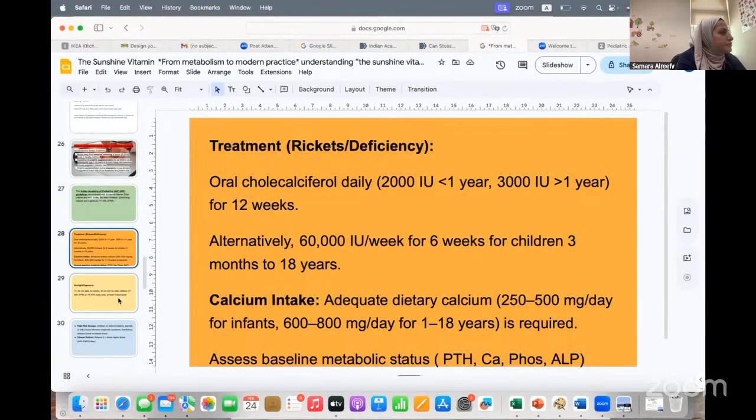So if we're not treating for rickets, let's say we're treating for deficiency only, vitamin D plus calcium, so treatment doses, calcium in maintenance, and assessment of the calcium, phosphorus, alkaline phosphatase, PTH. That you're not calling it rickets based on the levels of vitamin D, again, along with calcium, phosphorus, alkaline phosphatase.